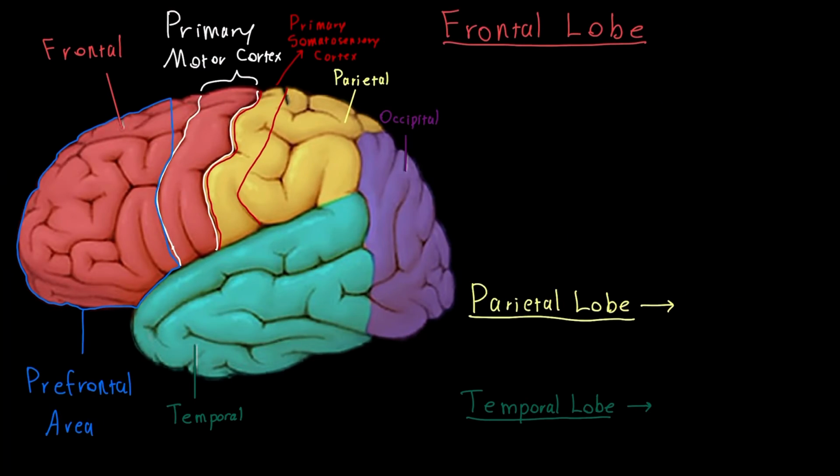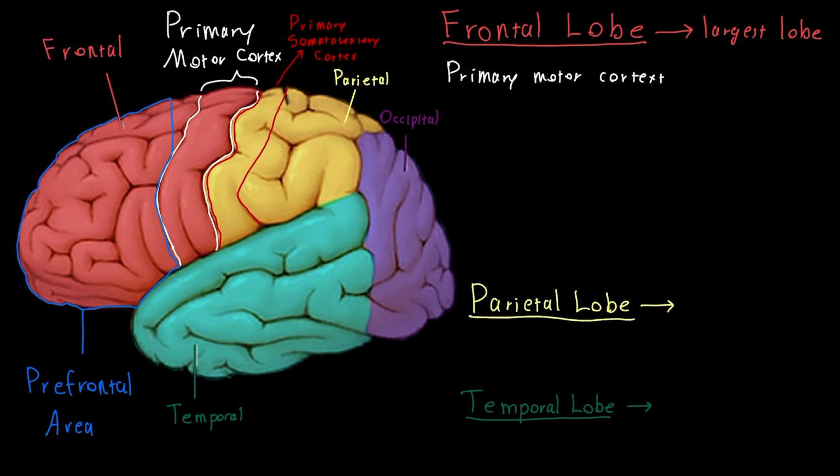In this video, we're going to talk about the four lobes of the cerebrum. So let's start talking about the frontal lobe. The frontal lobe is the red region of the brain that you're seeing on the left side. It is the largest lobe and it has specific parts.